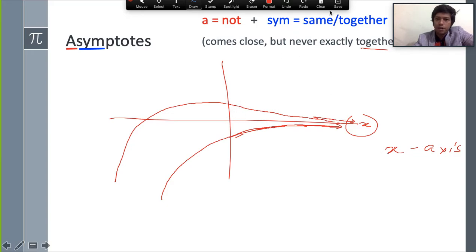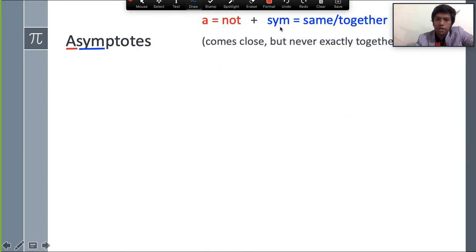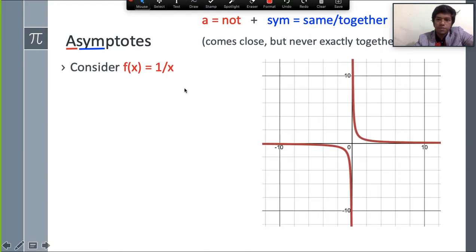Okay, so let's look now. This is an example of why it happens. It looks like it is intersecting here or here. Actually it is not in this case, because it is 1 by x. If you zoom in, you will see that there is some gap in between.